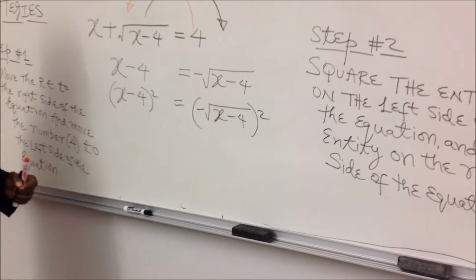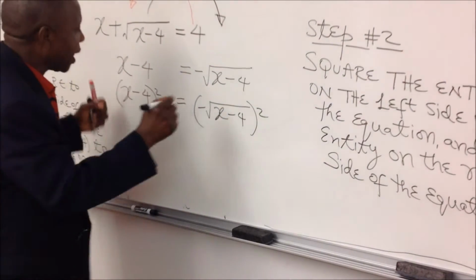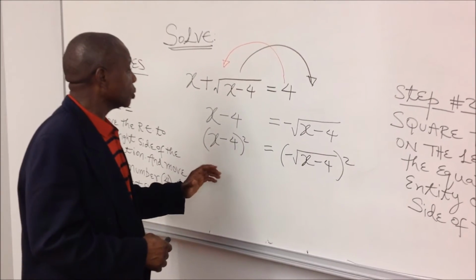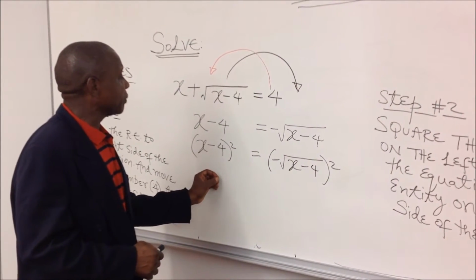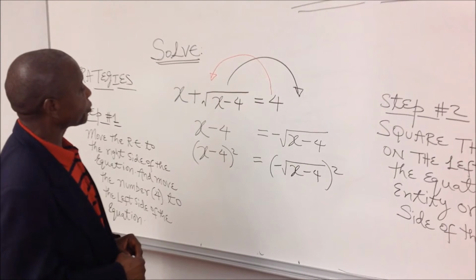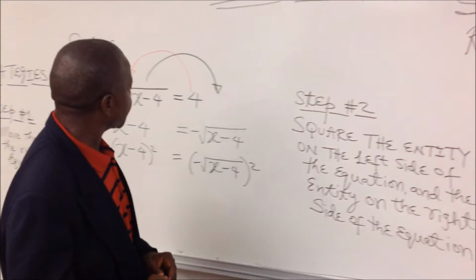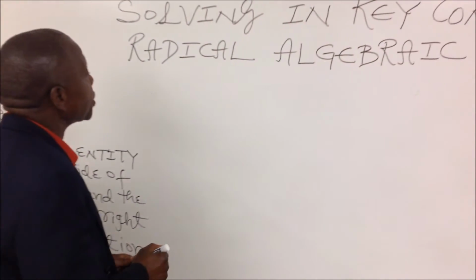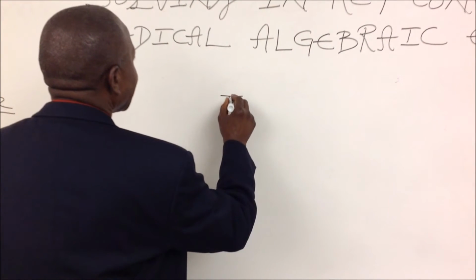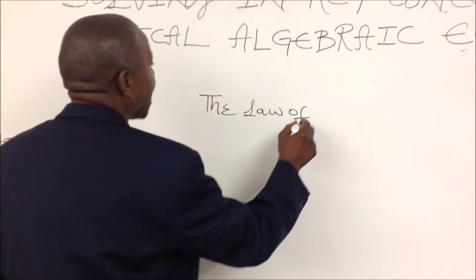Okay. So we are going to go now to simplify the expression on each side of the equation. So our next goal will be to simplify the left side of the expression and the right side of the expression. But before we do that, we are going to do something else. We are going to take a look at the law of radical.